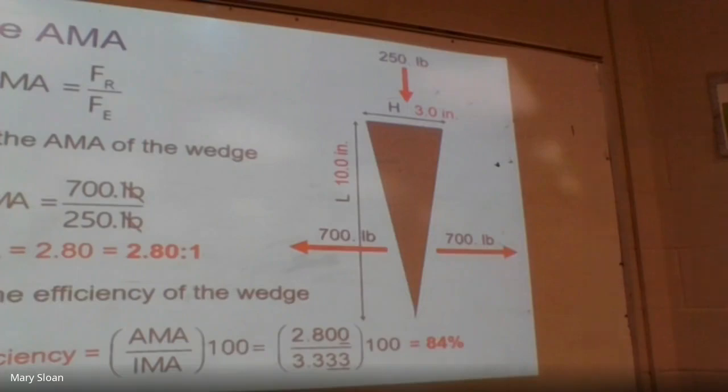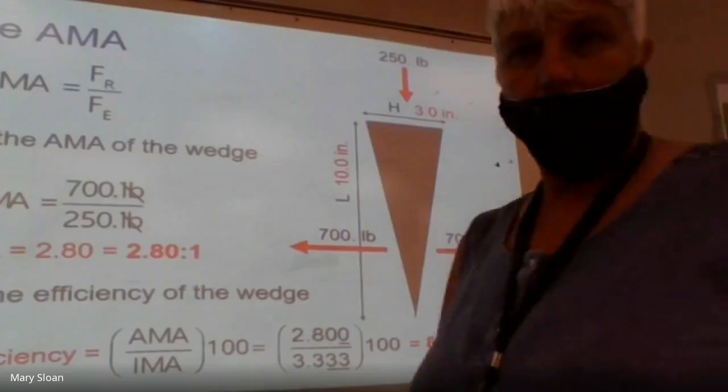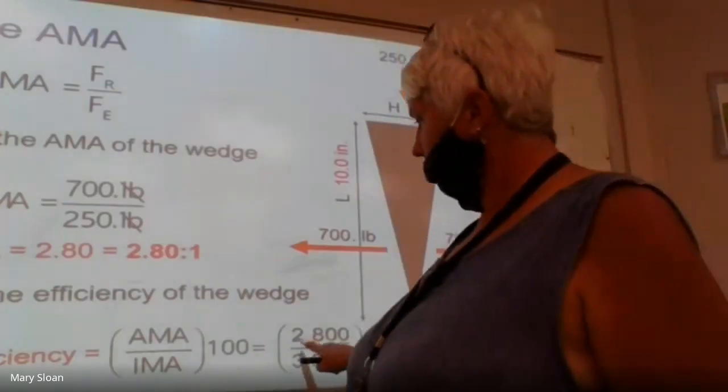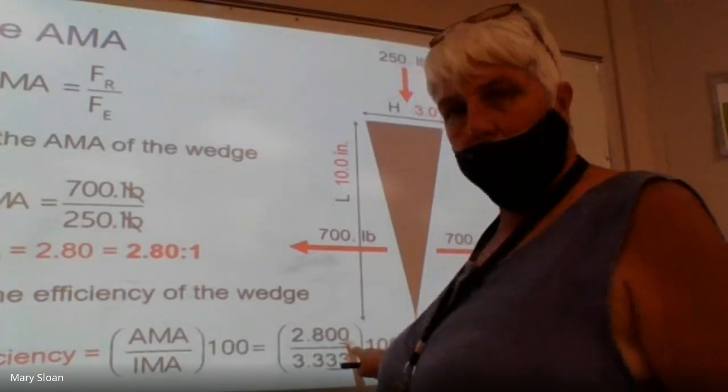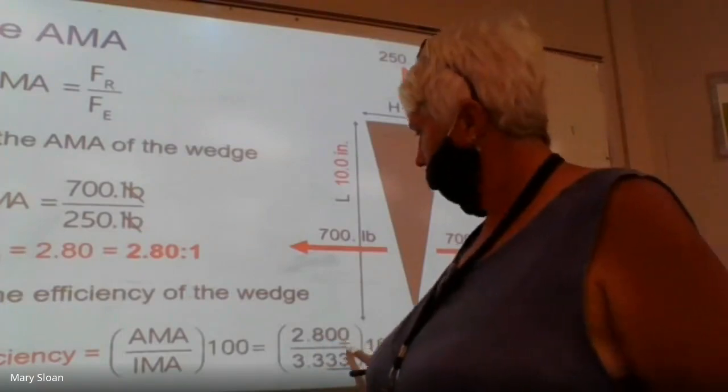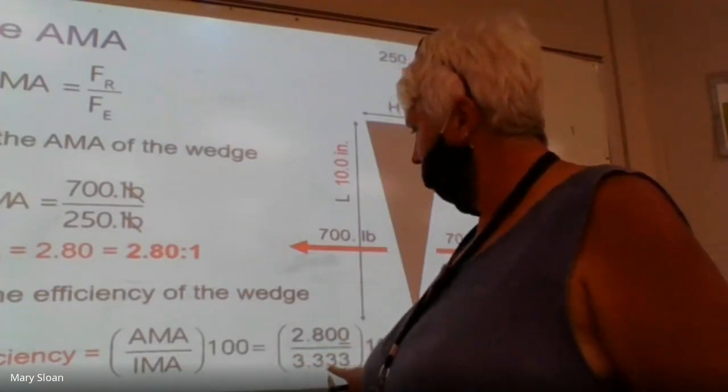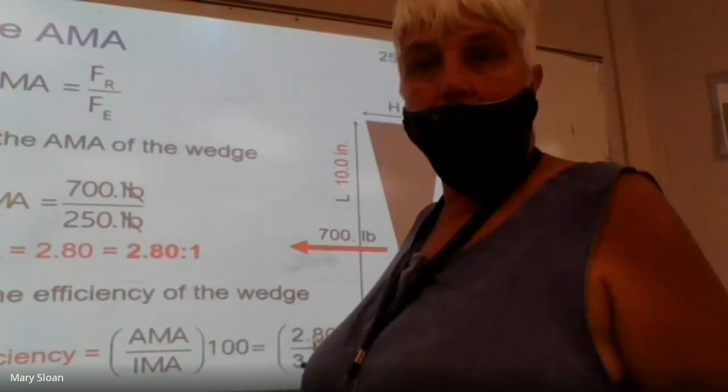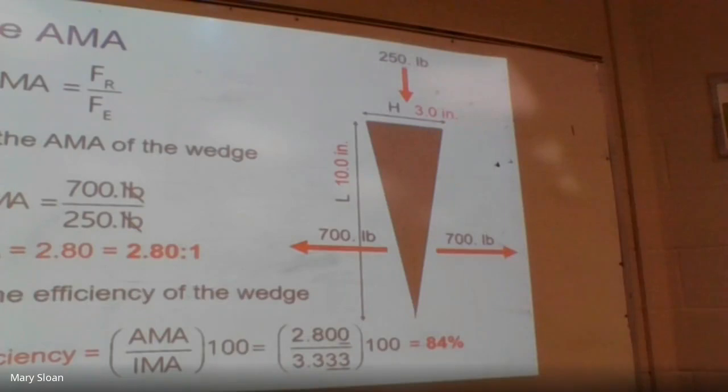Everybody good? I did not get that. Did you take 2.8 divided by 3.33? The AMA over IMA or IMA over AMA? It's AMA over IMA. That's why I messed up. That's okay, we all messed up at the beginning. We're all good now.